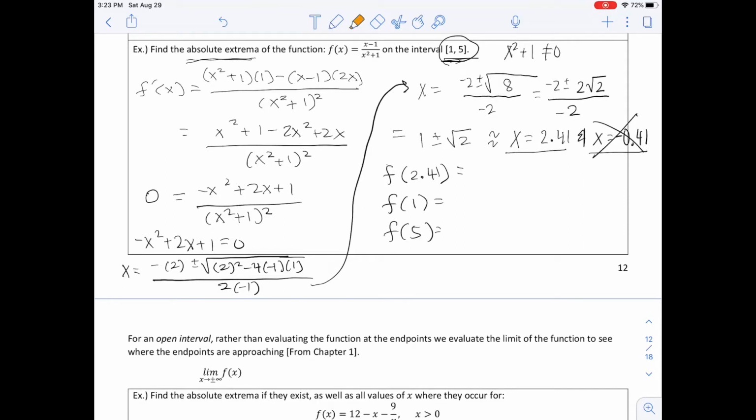So substituting these into your original function, which I will go ahead and highlight. Substituting in 2.41, we arrive at 0.21. Substituting in 1, we get 0. And substituting in 5, we get 0.15. And so your absolute max is the largest y value that we have, which occurs when y is equal to 0.21, and our absolute min would occur at the smallest value that we have, which is 0.